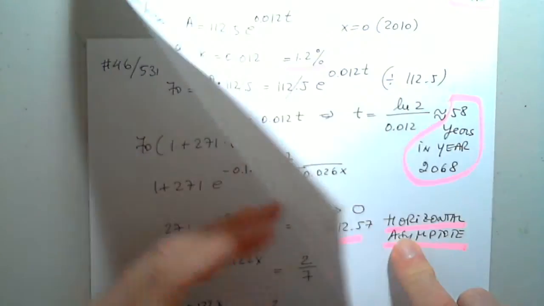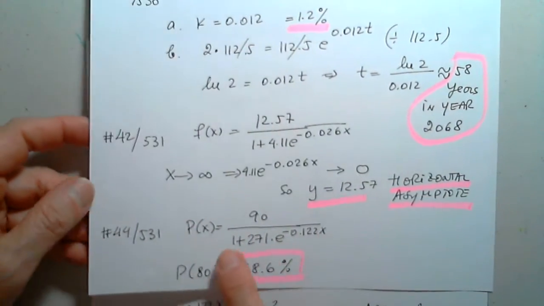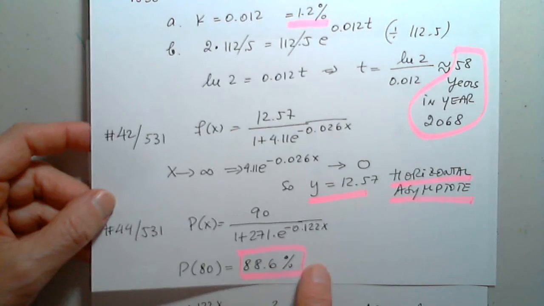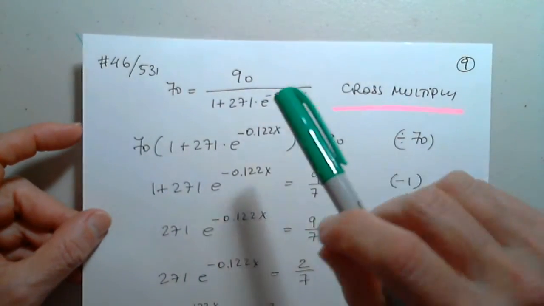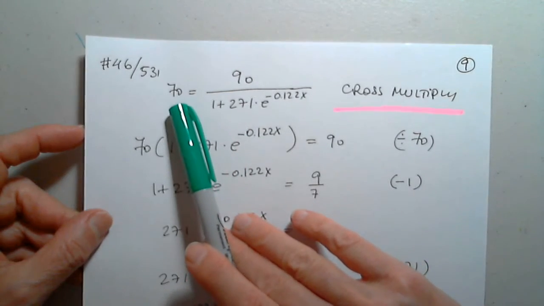I think this is the last. No, one more problem. So we were asked here to plug in 80, and we did in the graphing calculator, and we get that. And here we're asked to determine when the percentage will be 70.